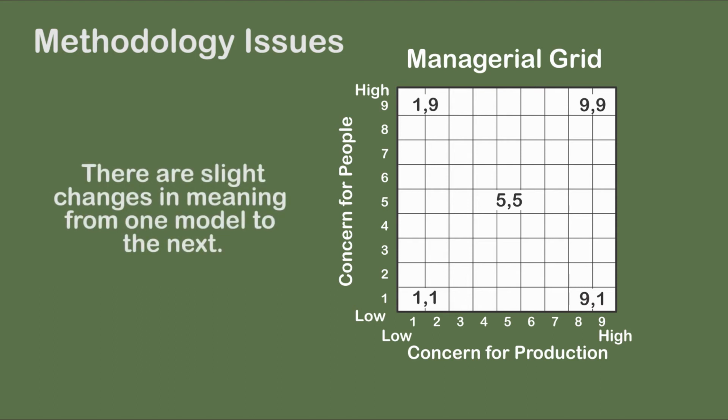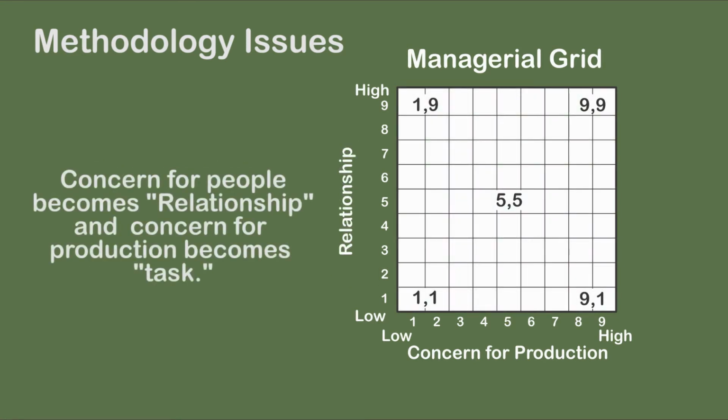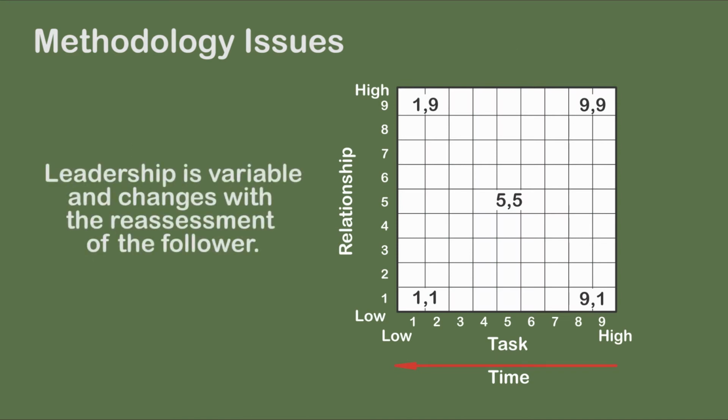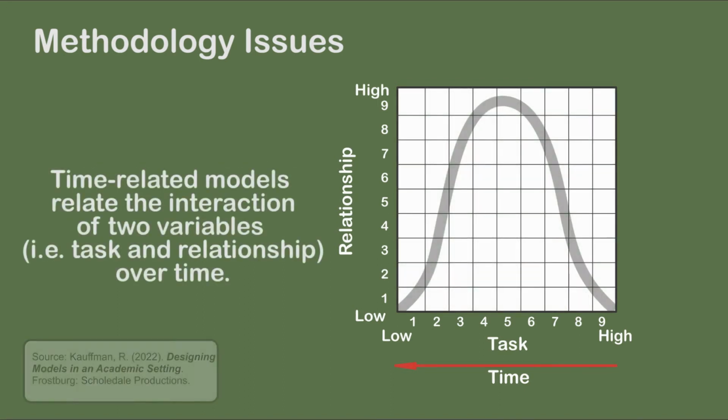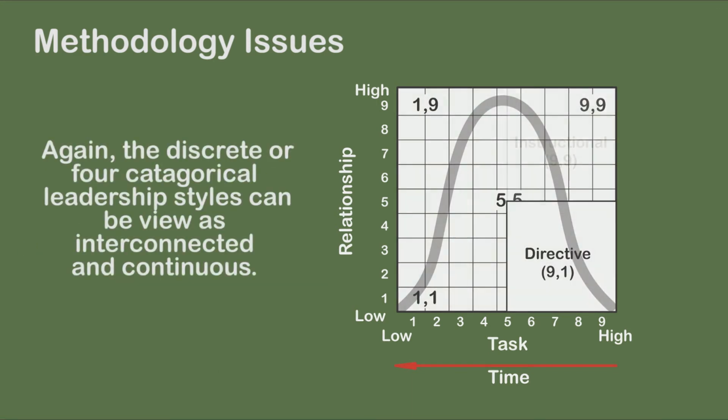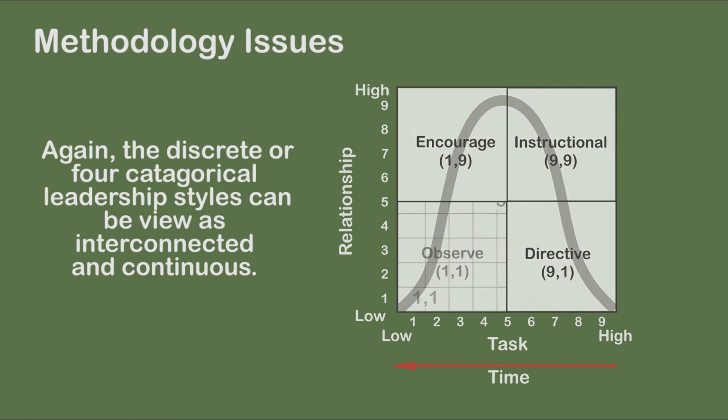There is a slight change in variables which can affect what they mean. It is a quick jump from concern for people to relationship behavior, and from concern for production to task behavior. Leadership is variable and changes as the leader's assessment of ability and willingness changes. Time-related graphs and Hersey's situational leadership model make this connection. The leader's assessment can change and the leader's style can change systematically, moving from directive to instructional, encourage, and eventually observe.